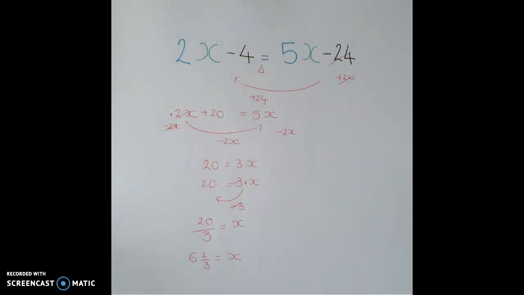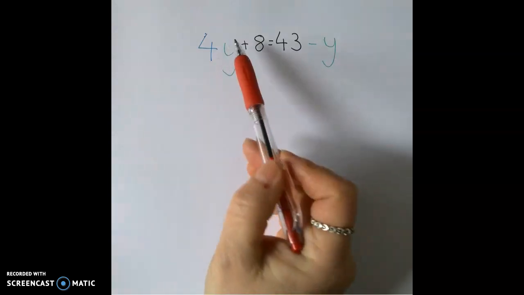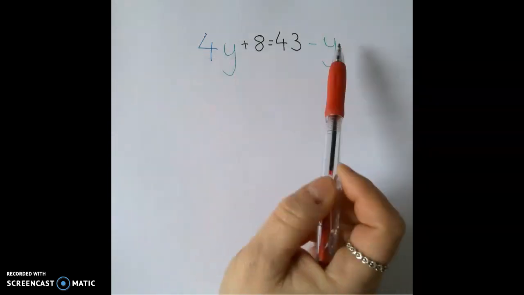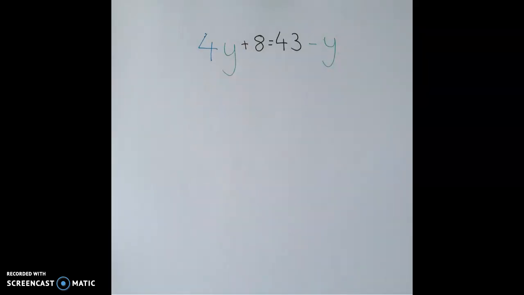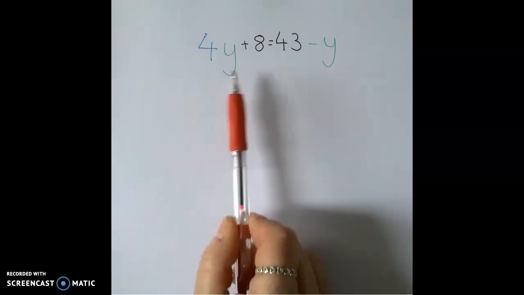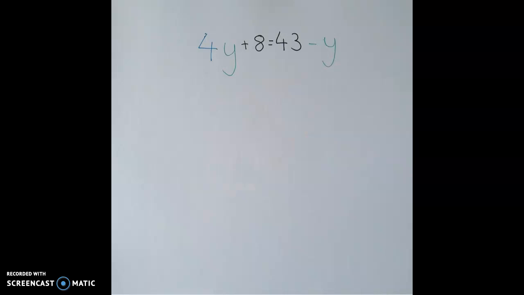So let's have a look at another example. Again, we need to think about which side we are going to put our variables on, the y's, and which side we are going to put our numbers on. Again, if we move the 4y across to the right, we're going to end up with negative y's, whereas if we move this one to the left, we will have positive y's. And we want to make things as easy and as straightforward as possible. So I will start by moving my y across.